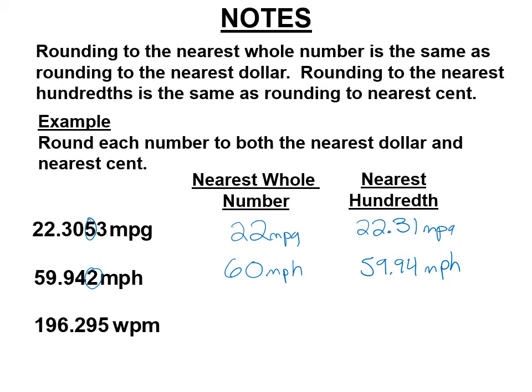One more time, WPM, words per minute. All right, so the nearest whole amount of words is 196 words per minute. Nearest hundredth. That's a 5. So we're going to go up to 196.30. I usually don't like those zeros, but we're writing it in hundredths, right? So it is going to be 3/10, but it's 30 hundredths also, WPM.